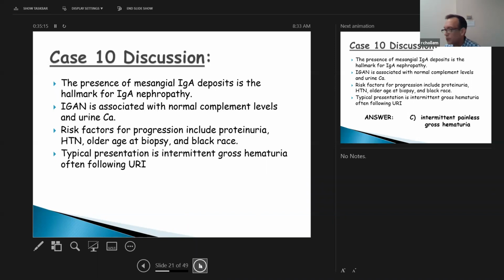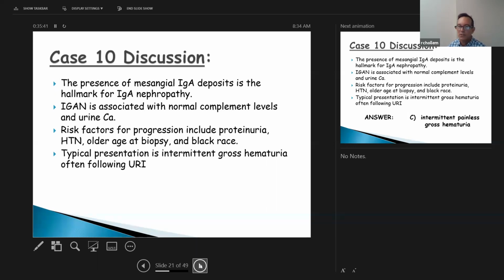This is not hypercalciuria if you have IgA nephropathy. And there are risk factors for progression. It is generally a pretty benign disease in kids. It's one of those rare diseases that if you diagnose it young, you do better than if you get diagnosed with it as an adult. But the risk factors for progression are proteinuria, hypertension, older age at biopsy, and African-American race.